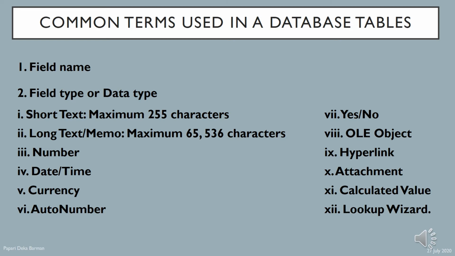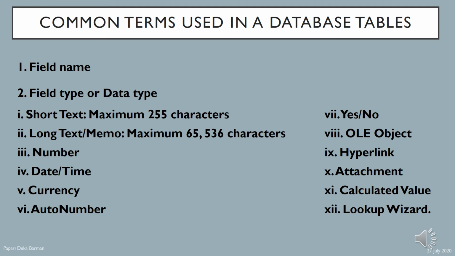Number 2 is long text, or you can see memo. It can store up to 65,536 characters. So for lengthy text, we can use long text or memo. In any new version you can see long text, or in an older version you can see the memo data type. So for storing some sentences, say hello, good morning, or for long sentences, you can use long text or memo.